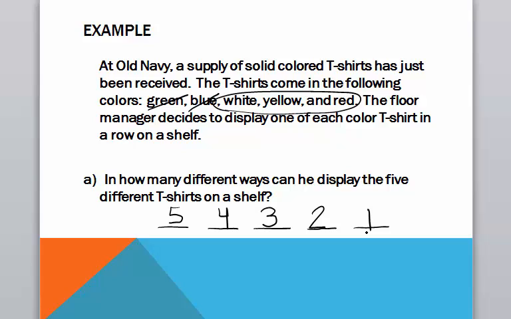for the 5th spot. The counting principle requires us to multiply these numbers together. So 5 times 4 times 3 times 2 times 1 equals 120 different ways to display the 5 different t-shirt colors on the shelf.